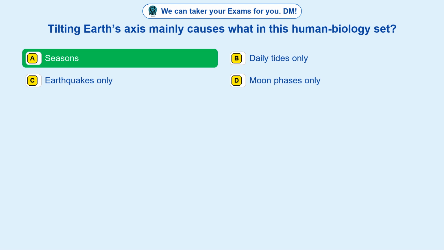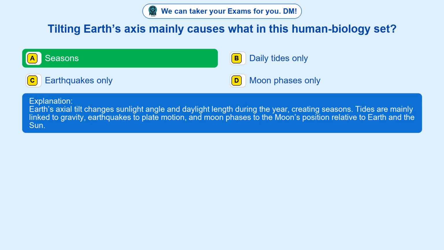Seasons. Earth's axial tilt changes sunlight angle and daylight length during the year, creating seasons. Tides are mainly linked to gravity, earthquakes to plate motion, and moon phases to the moon's position relative to Earth and the Sun.